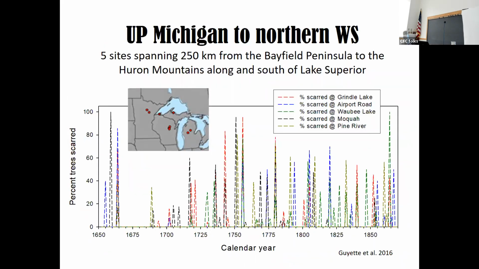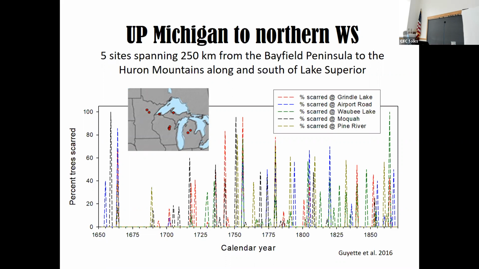So this slide is looking at the percentage of trees scarred at these sites here in Wisconsin, as well as these sites here in the UP. All these sites are here on this graph. And the site in the UP is actually this one here. This is the Moqua site in Wisconsin, and the other sites in Wisconsin.